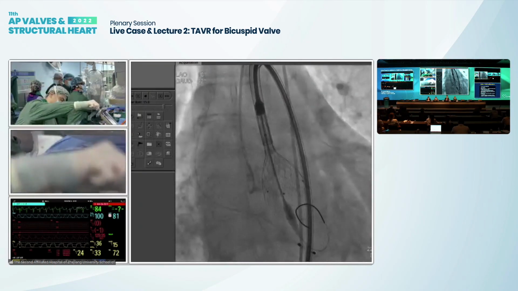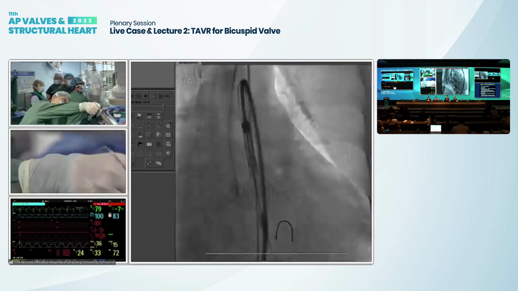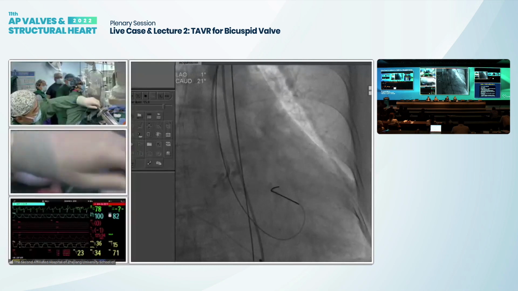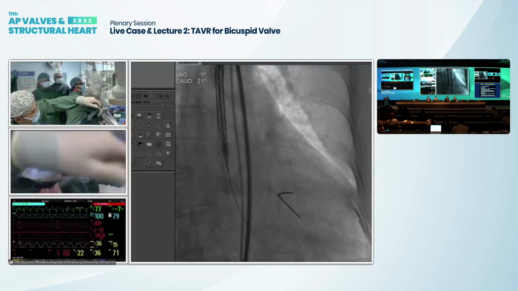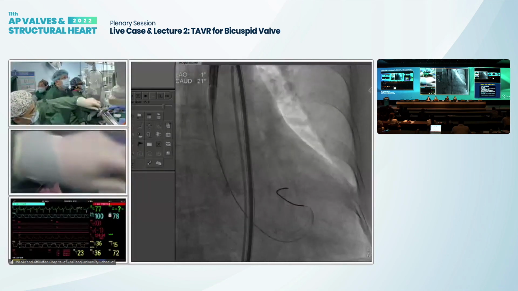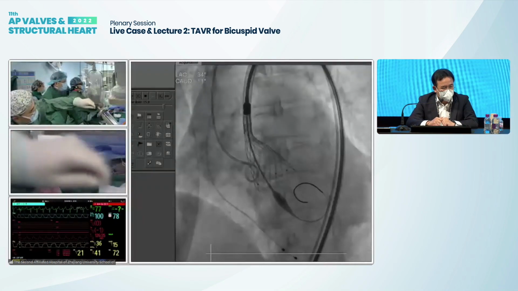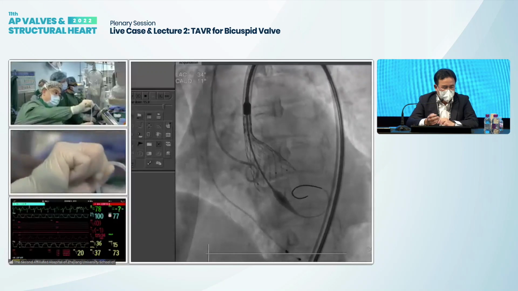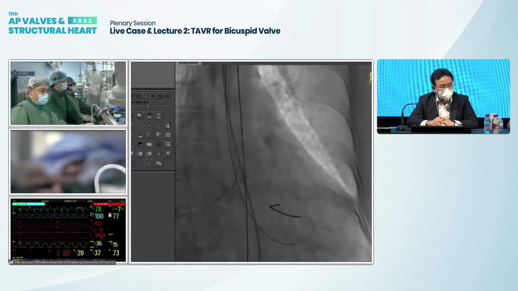That was very vertical, and then during the half deployment of the valve, the system foreshortened to the less curvature of the aortic arch, so that can make the system pop up after deployment.